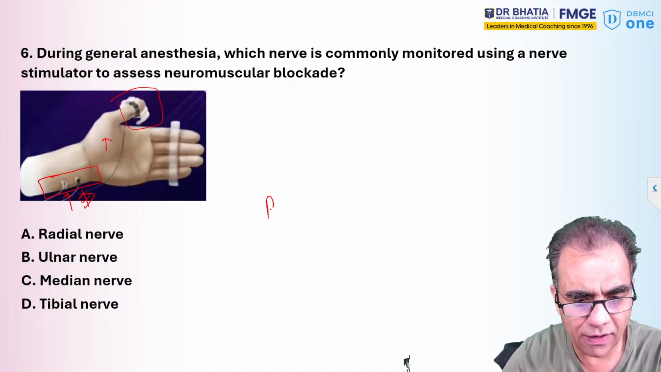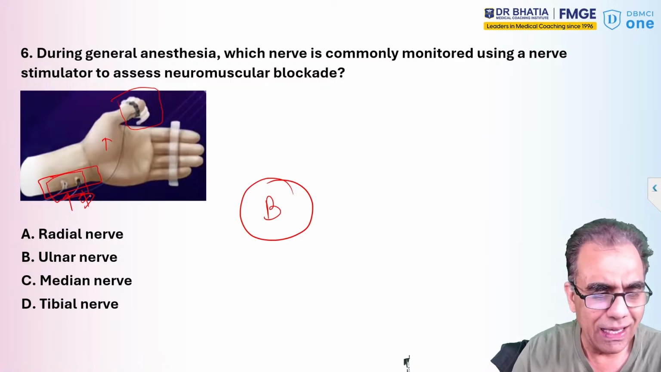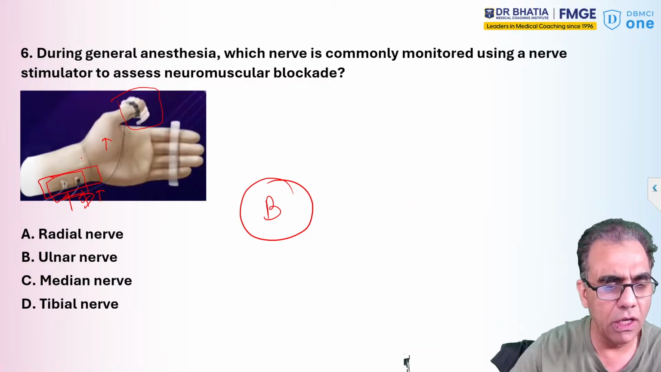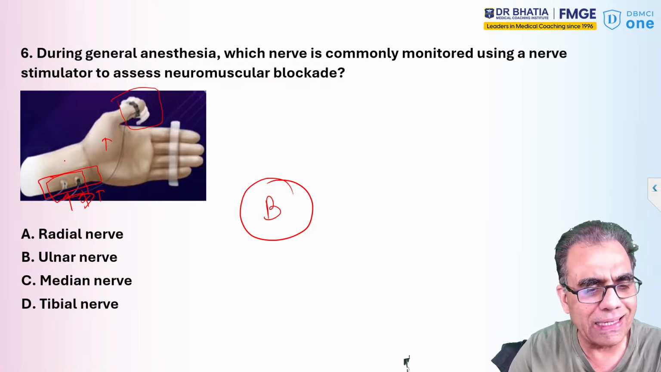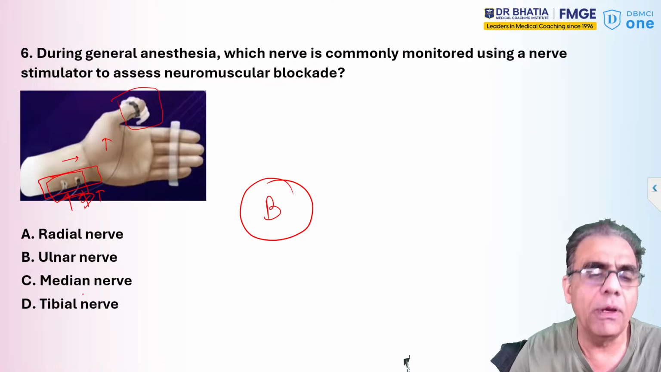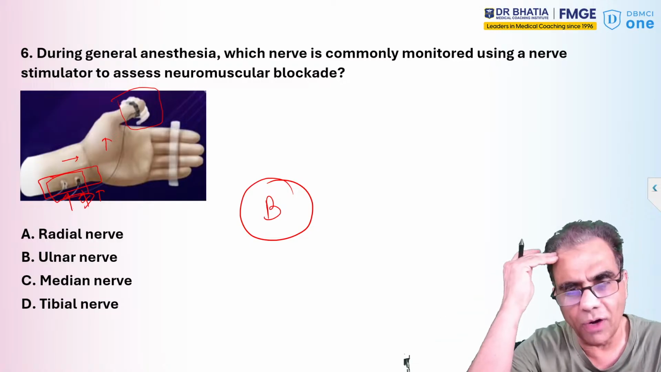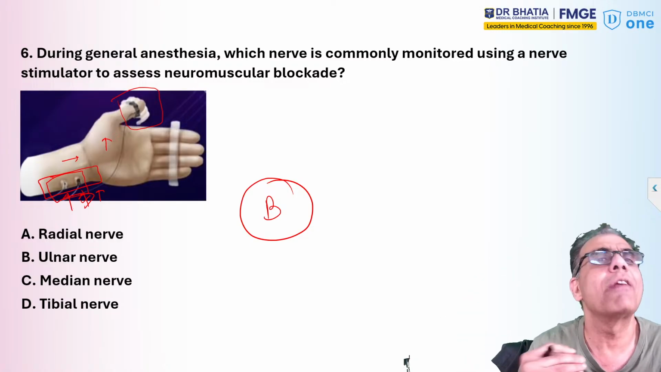So it is ulnar. Even looking at the electrodes, you can see, even if you don't know, with common sense: ulnar is on the medial side, radial is posterior, and median will be, of course, on the lateral side or at least in the middle. And tibial is obviously in the leg, and this is a photo of a hand. So even with common sense, even if you don't know, you could have answered this question right.